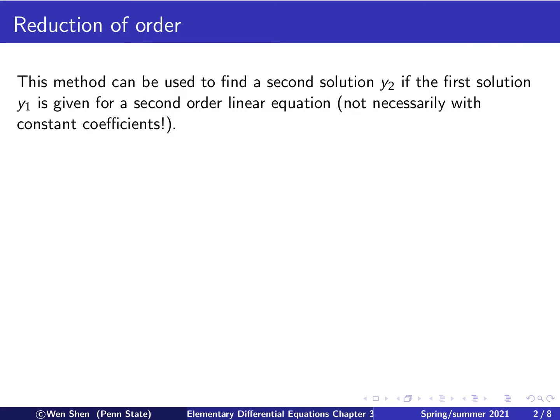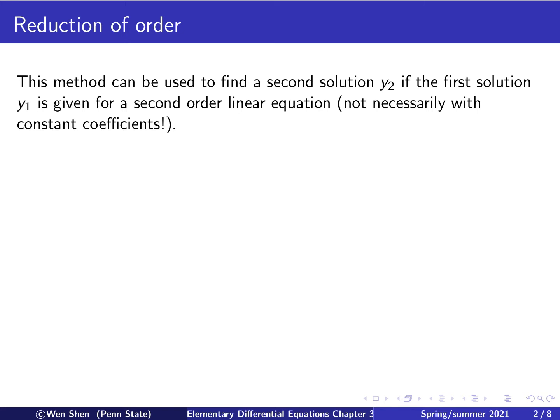In this video, we'll focus our attention on the reduction of order. This method can be used to find a second solution, let's call it y2, if the first solution y1 is given for a second order linear equation, and the equation does not necessarily have to have constant coefficients. So we see that it's a more general method, covering a type of more general second order equations than we have been studying so far.